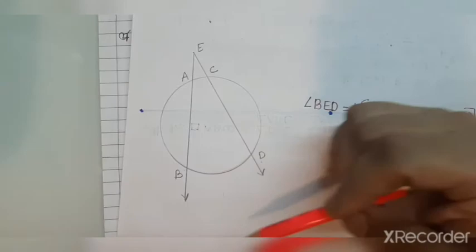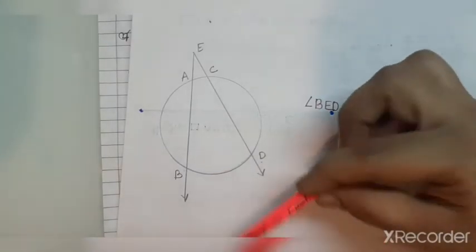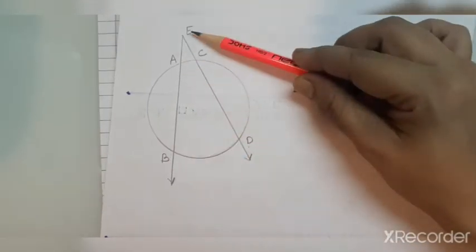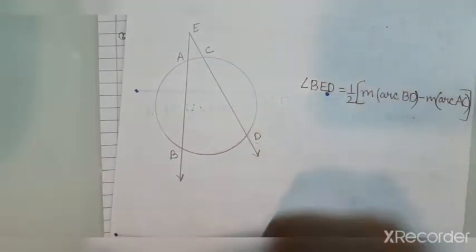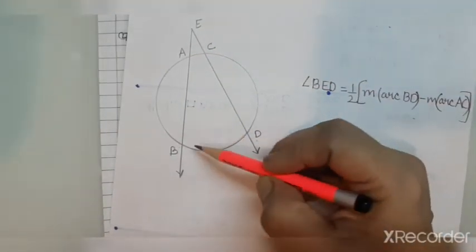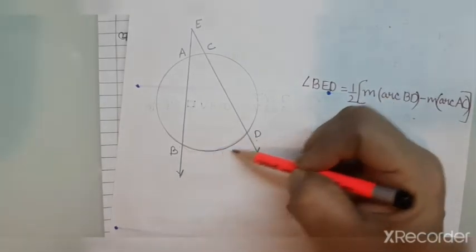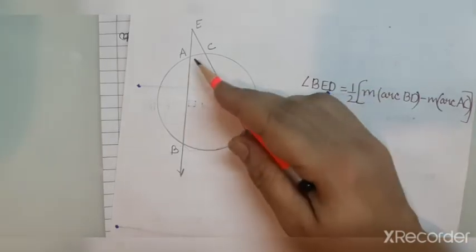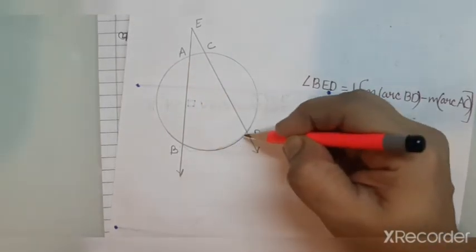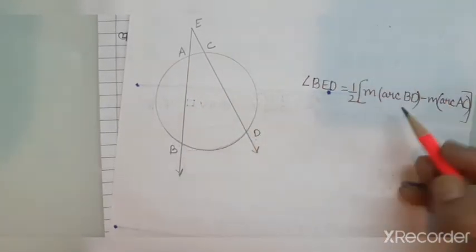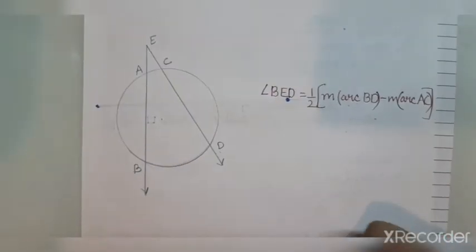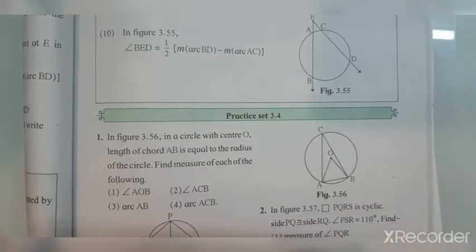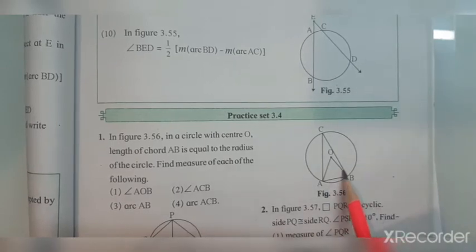But when they intersect externally, we have to take the difference. And which is the angle between them? There is only one angle you will see here, BED, is equal to half of which arc are you going to write first? Naturally, this arc is a major arc and this is a minor arc. The major arc means the bigger arc and the smaller arc. So BD is the bigger arc, so you will write it first: BD minus AC. Clear?